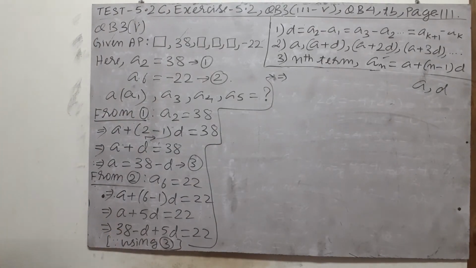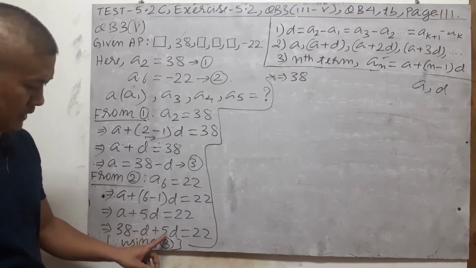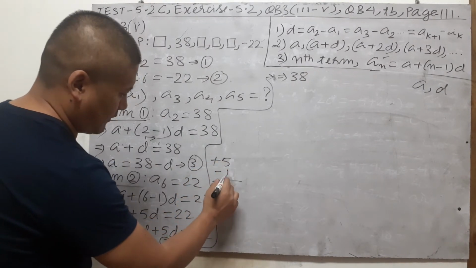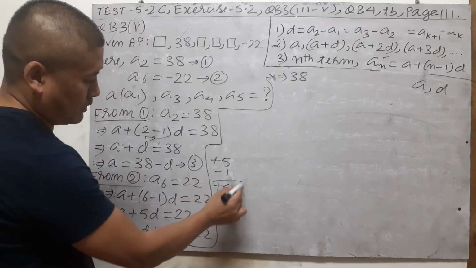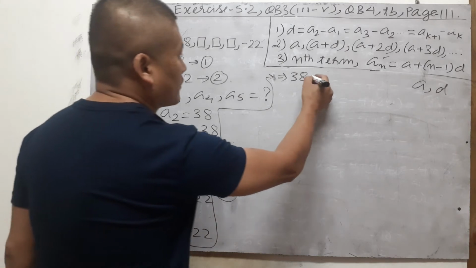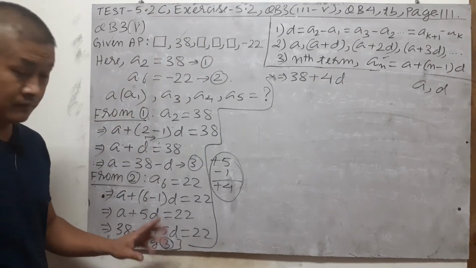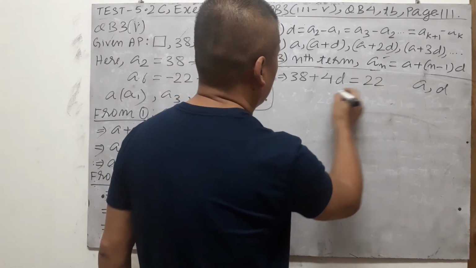So 38, then here minus 1d plus 5d. So plus 5 minus 1 is subtraction. 5 minus 1, 4. The bigger absolute value has a plus sign, so here plus, so plus 4d. Minus 1d plus 5d is plus 4d. You know that now. Equal to 22.